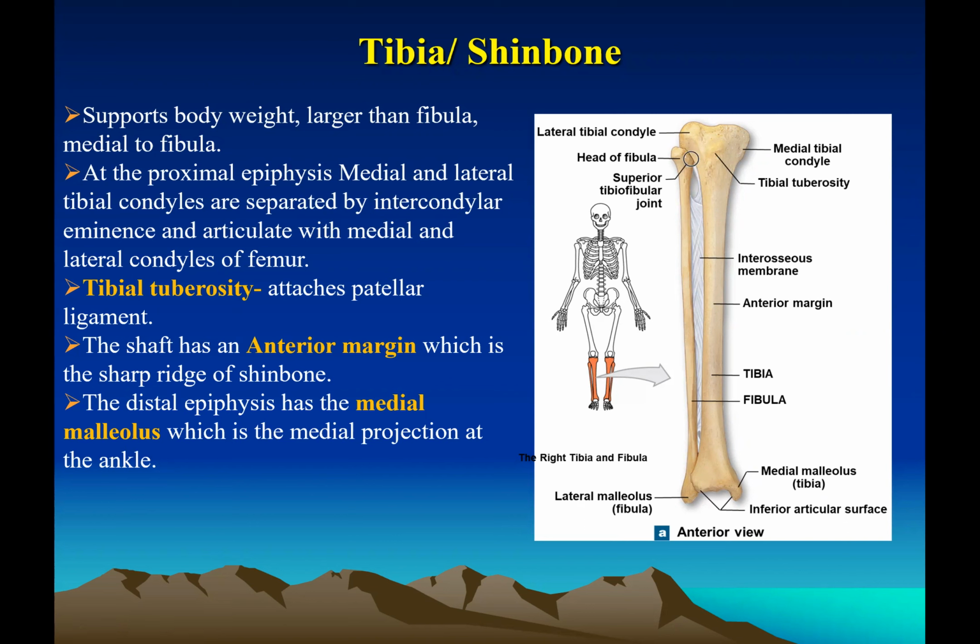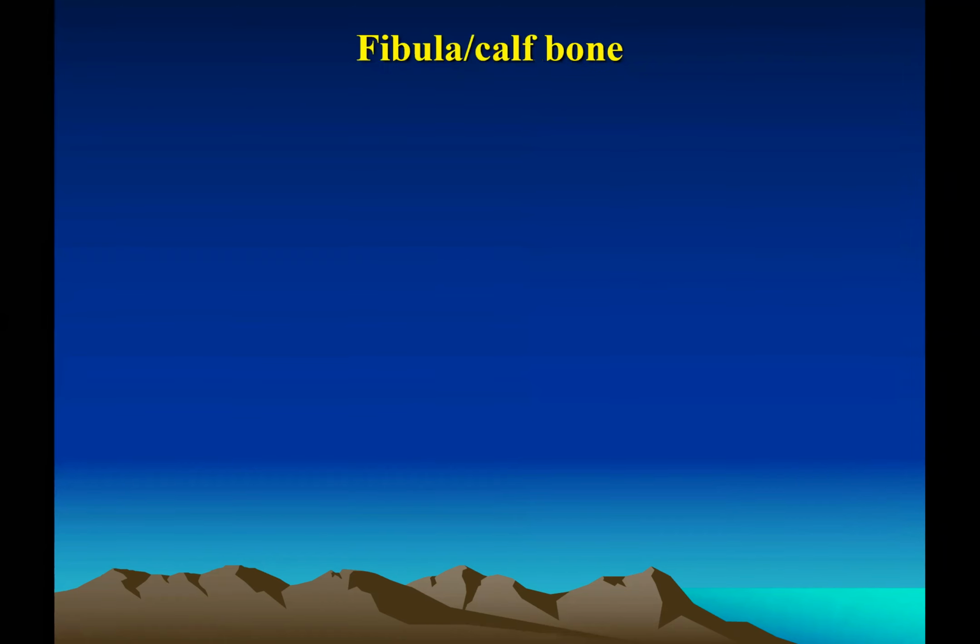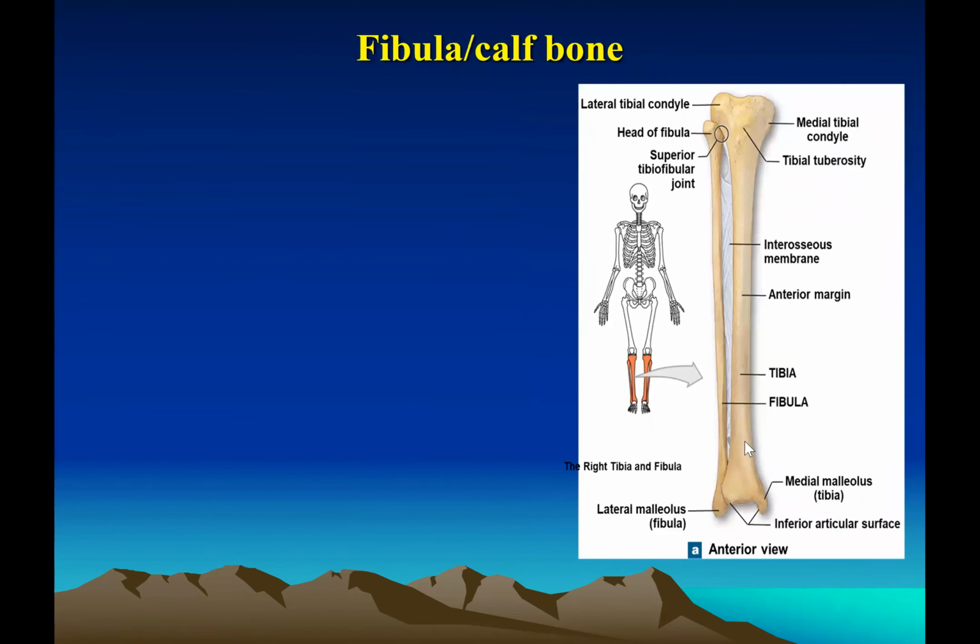Moving on to the fibula, the fibula is also called the calf bone. It attaches several of your muscles of your feet and toes. It's smaller than the tibia. There are two joints here. We have the superior or the proximal tibiofibular joint and the distal or the inferior tibiofibular joint held together by intraosseous membrane.